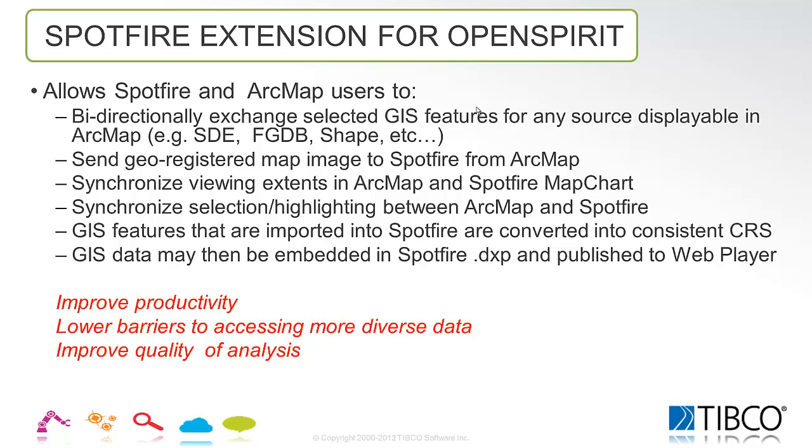Any GIS feature that's imported to Spotfire via the OpenSpirit extension is converted to some consistent coordinate system. And you can choose amongst any of the standard EPSG projection or geographic coordinate systems. Then any of the GIS data that's imported into Spotfire can be embedded in a saved Spotfire DXP file and then published to Web Player. So this allows users to improve their productivity, it lowers the barrier for accessing diverse data, and can help you improve the quality of your analysis by leveraging the power of both ArcMap along with that of Spotfire.